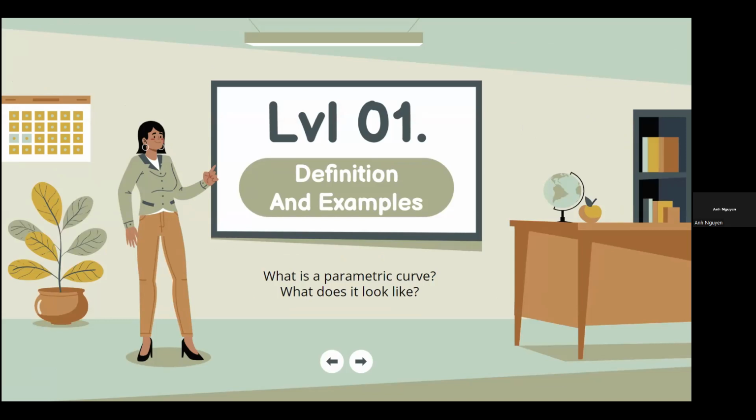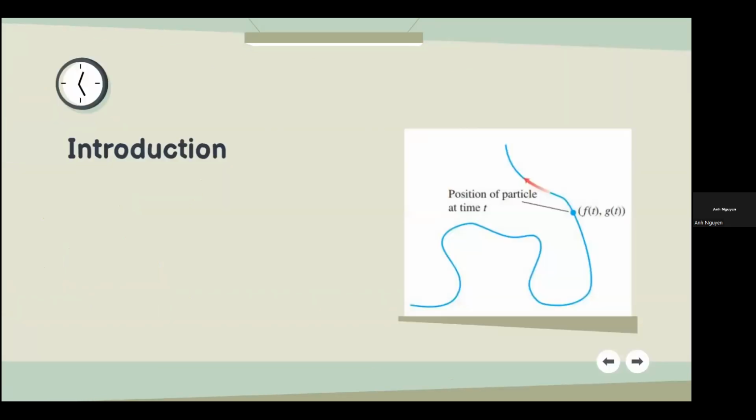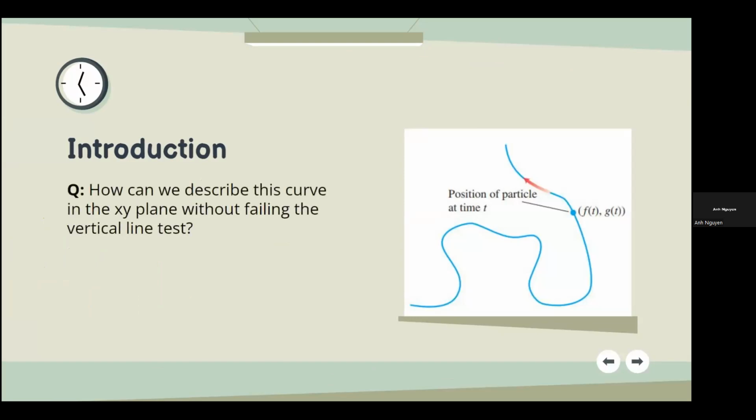So today I will be talking about the definition and application of parametric curve in calculus. Next slide, please. You can see that on the right is a picture of a curve. Now, if we want to express it on the xy plane using an explicit function, we will come across the problem of the vertical line test. If we do not want to fail this vertical line test, we need another way to circumvent it.